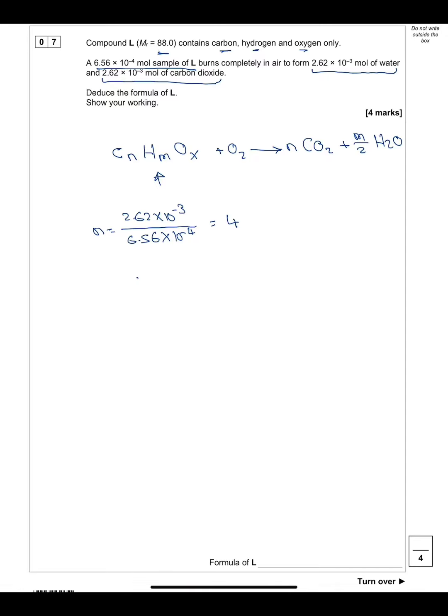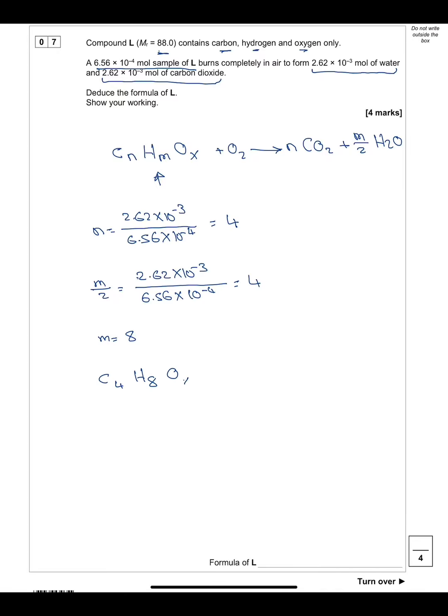That means there are 4 moles of carbon dioxide for each mole of the compound reacted, which means there are 4 carbon atoms. And then M over 2, the ratio between the moles of water produced for each 1 mole of the compound reacted, will also be given from the moles produced of water divided by the moles of the compound reacted or burned. Again, this is 4, which means M will equal 8 because M over 2 is 4. So now we know that there will be 4 carbons and 8 hydrogens.